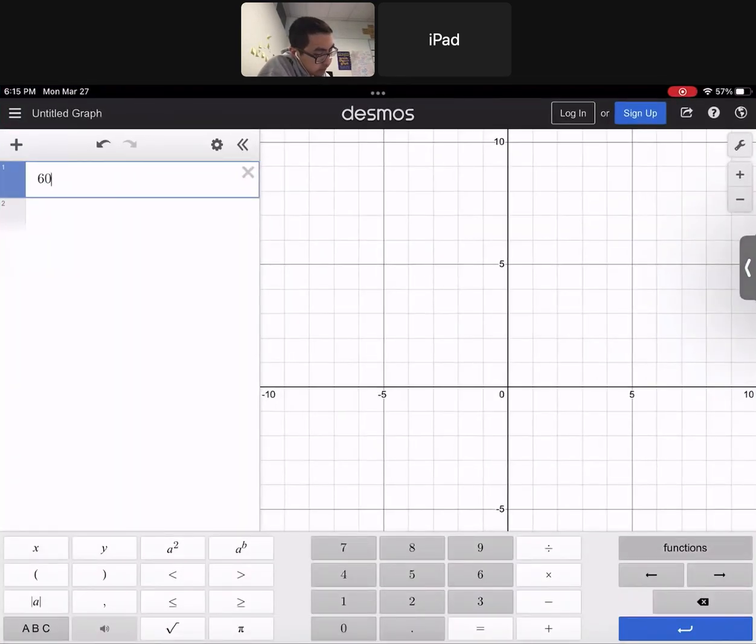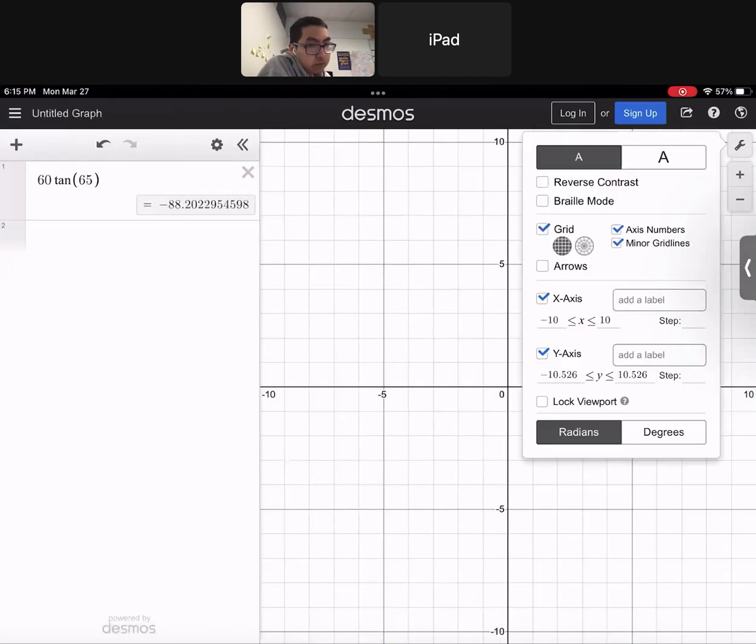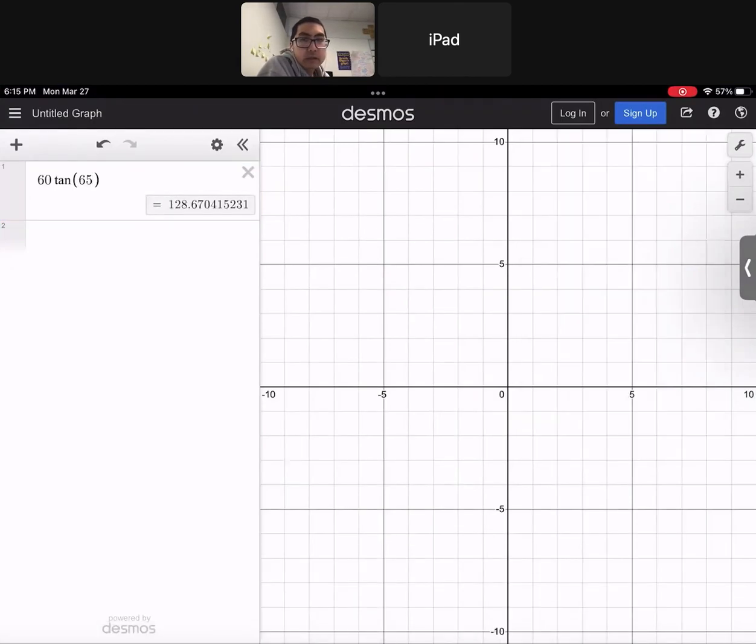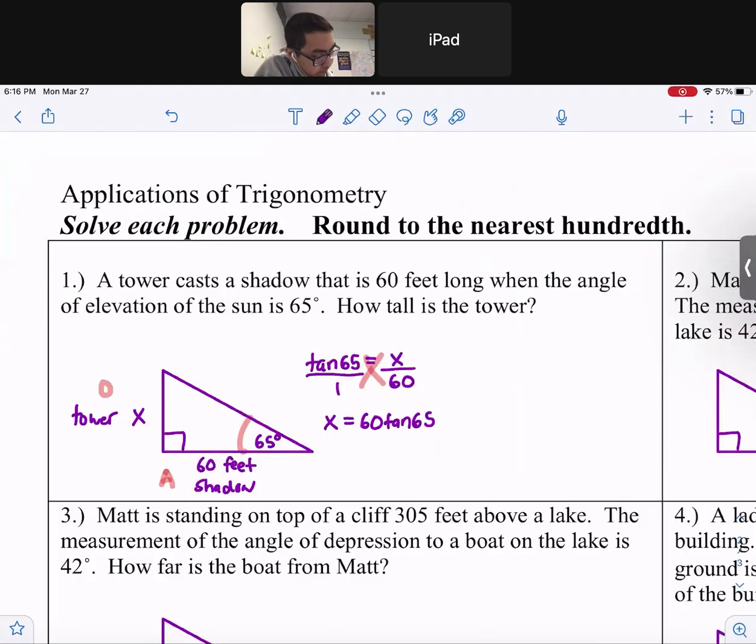We're going to get tangent 65. And please, please, please remember to always change your calculator to degrees. So it's going to be that right there. And if we round that to the nearest hundredth, it's going to be 128.67 feet. And that's how tall the tower would be.